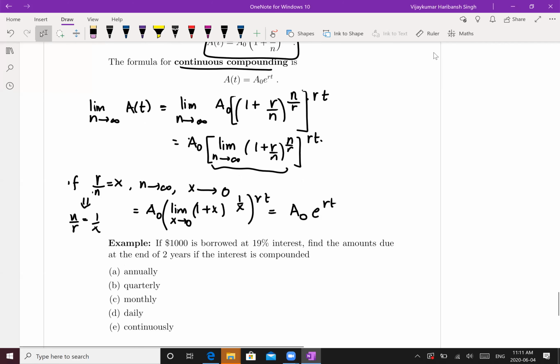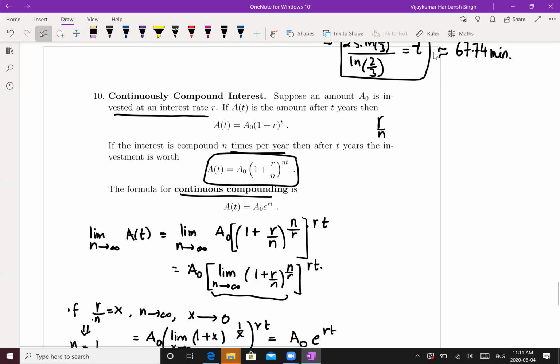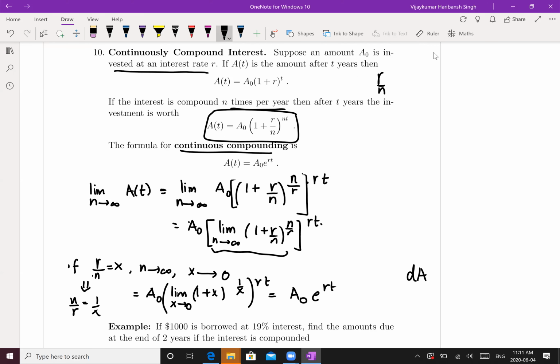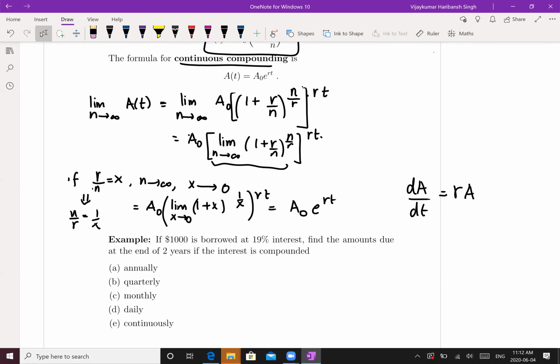So let's look at this. You can also think about this as a solution to the differential equation dA by dt is RA, right? For continuous compounding. Let's look at the following example. $1000 is borrowed at 19% interest. Find the amount at the end of 2 years if the interest is compounded annually, quarterly, monthly, daily, and continuously.